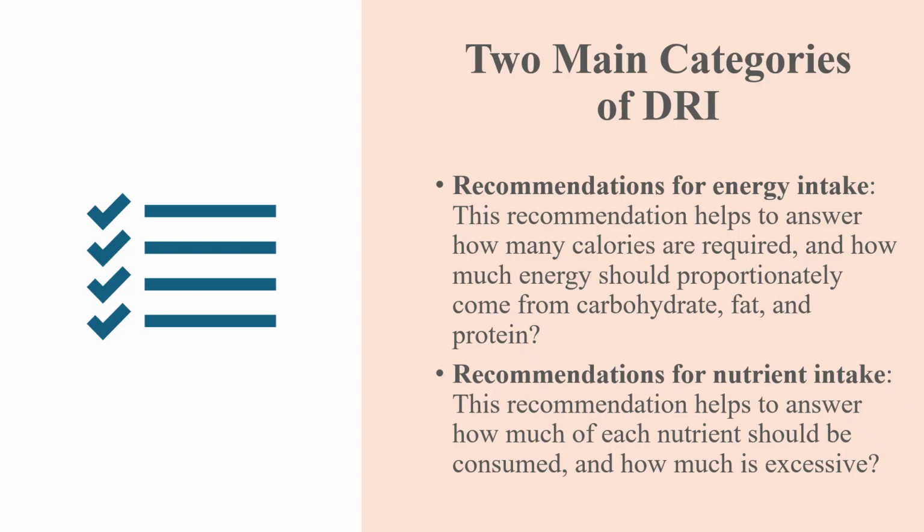There are two main categories of DRI. Number one, recommendations for energy intake. This recommendation helps to answer how many calories are required and how much energy should proportionately come from carbohydrate, fat, and protein. Number two, recommendations for nutrient intake. This recommendation helps to answer how much of each nutrient should be consumed and how much is excessive.